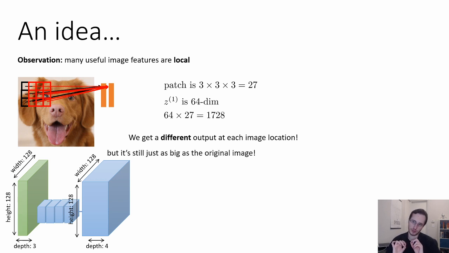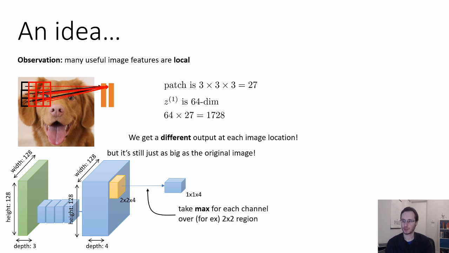Now, there's a little bit of a problem here. We haven't actually made things any smaller. So we've reduced the number of parameters we have, but our activations are still these giant maps that have the same resolution as the original image and potentially more depth because we might want more features than there were color channels in the original image. So what we can do is we can now reduce the size of this thing. We're going to take every 2x2 patch. It can be any other number, but let's say 2x2 for now. And that patch has a depth of 4. And what we'll do is we'll turn it into a 1x1x4 patch. And the way we'll do that is that in each 2x2 region for every channel, we'll take the maximum activation. So we'll take a max for each channel over that region.